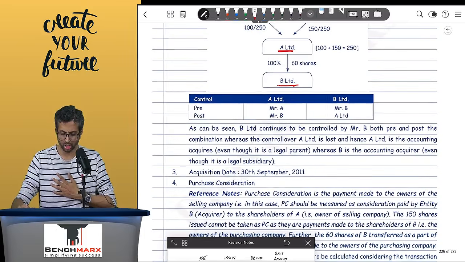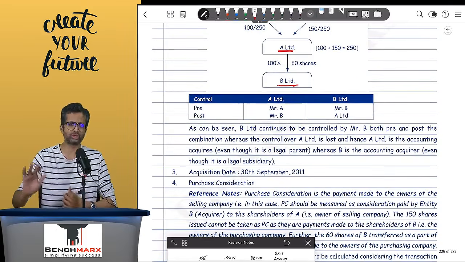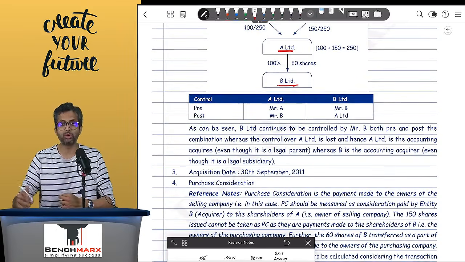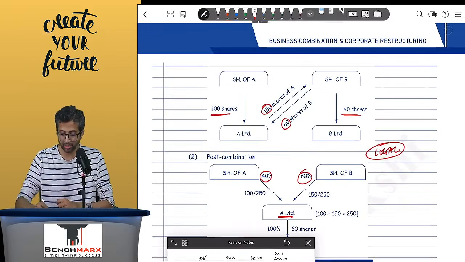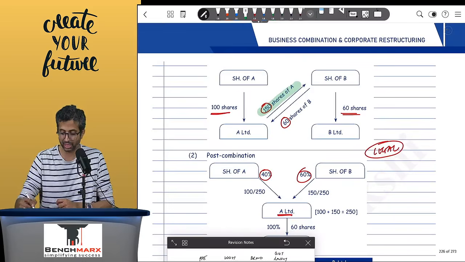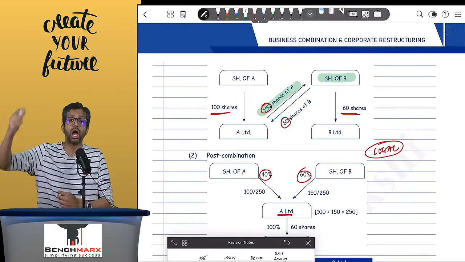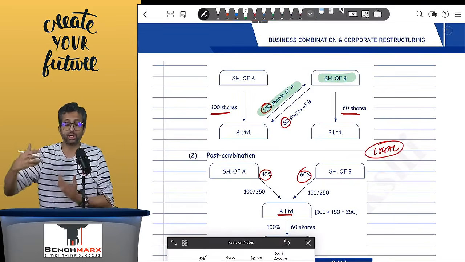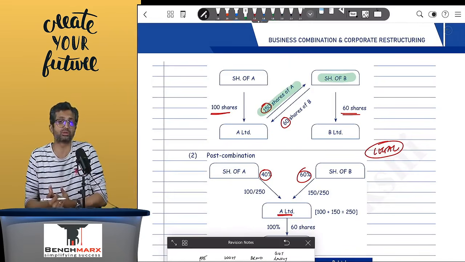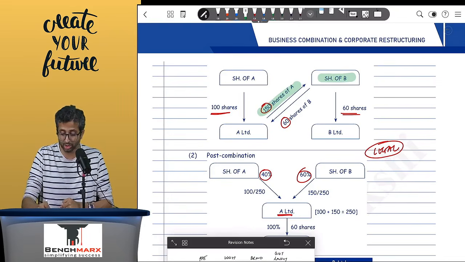Now when we look at the acquisition date, there's only one date, 30th September, and when we want to find the PC, we'll say PC is a payment made to the owners. How much is a payment made to the owners? We'll say 150 shares of A is a payment made to the owners, but this is payment made to the owners of the purchasing company. B is the acquirer. PC is not defined as payment made to the owners of the purchasing company, it is defined as payment made to the owners of the selling company.